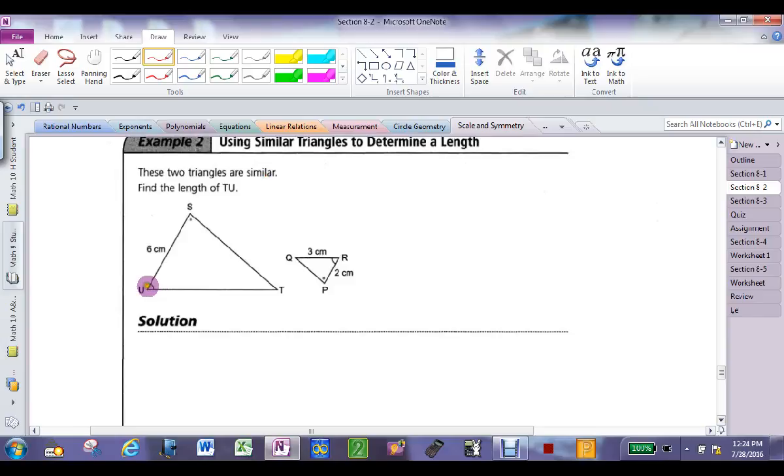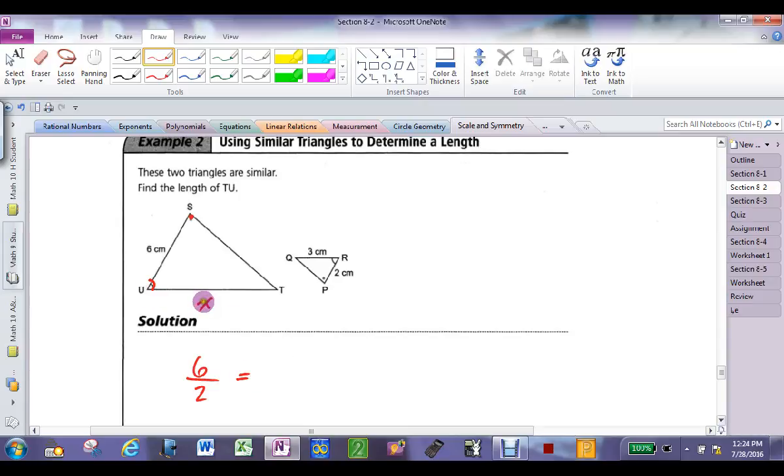Find the length of TU. That's right there. So what do I put there? X. Now look for my pair. What's the only number I have in the big triangle? 6 over what? What does 6 compare to? 2. Why? They're not in the same spot. This guy's on the left, this guy's on the right. But it's between the dot and the U, the arc. Okay? So 6 over 2.